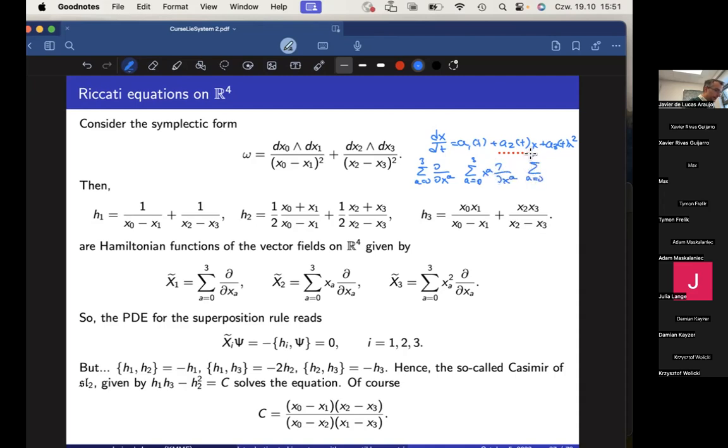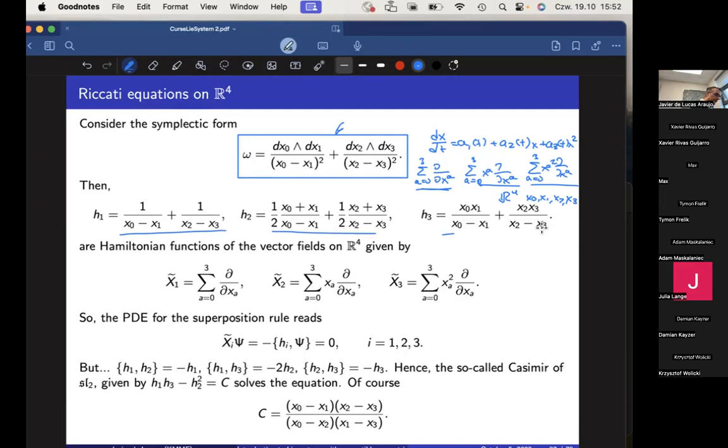Okay, this is the magical thing here. It turns out that these are things on R4, where you have coordinates x0, x1, x2, x3. When I was a PhD student, when I finished my PhD rather, I came up with the idea that we could define a symplectic form making these vector fields into Hamiltonian vector fields with Hamiltonian functions h1, h2, and h3.